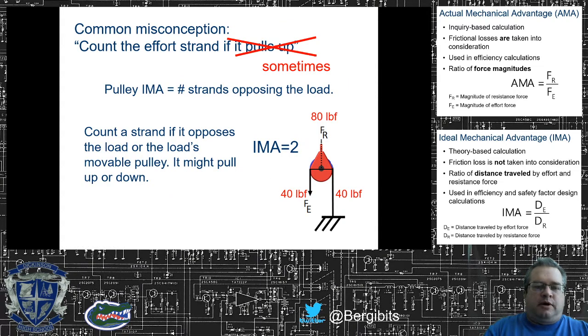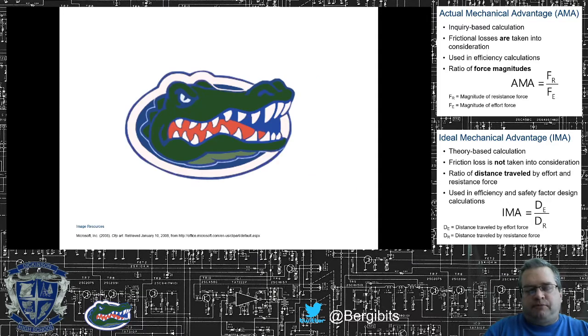Count the effort strands. Sometimes it pulls up, or it could pull sideways, depending on how you have the ropes and what you're picking up. Pulley IMA is the number of strands opposed to the load. A strand counts if it opposes the load, or if the load is moving a pulley, it might pull up or down. All right, so that concludes lesson 1.1.1, simple machines, and this is one of two videos for this section.